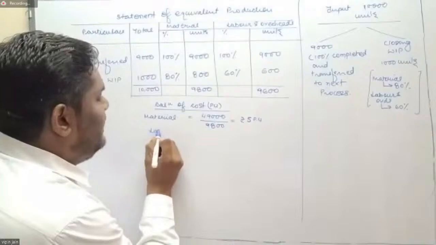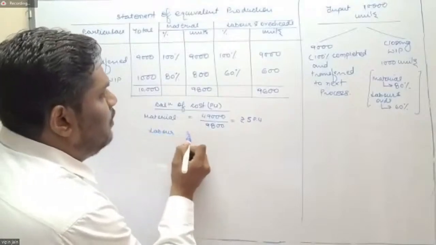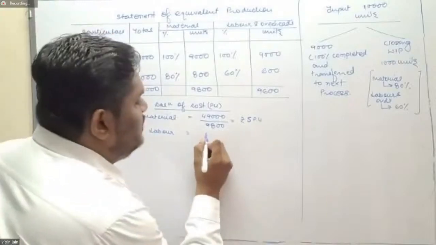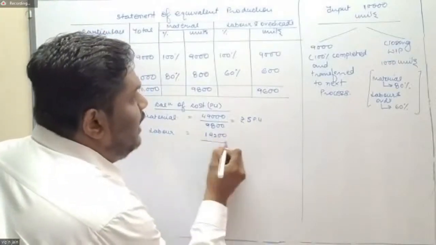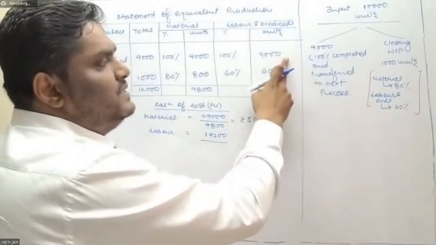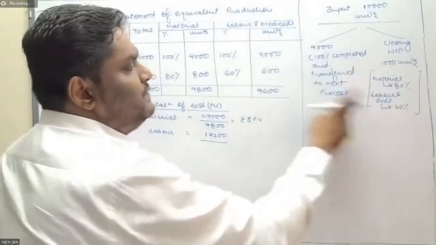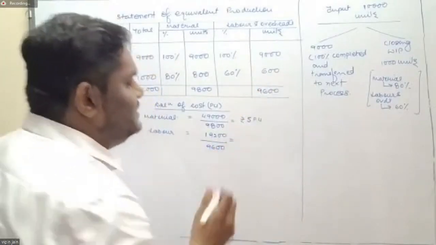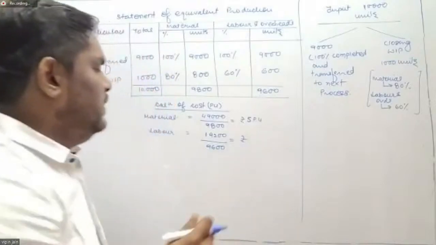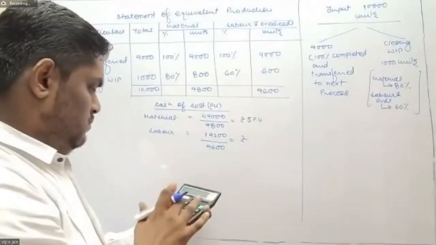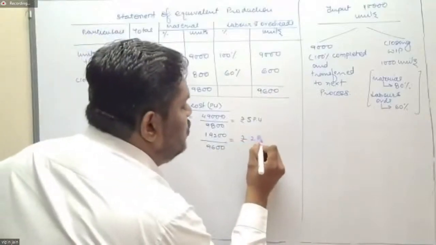When talking about labor, the total cost incurred in case of labor is 19,200 and the equivalent number of units, that is 9,000 units which are 100% complete and 1,000 units which are 60% complete. So the equivalent number of units is 9,600. So the cost will be rupees 2 per unit.